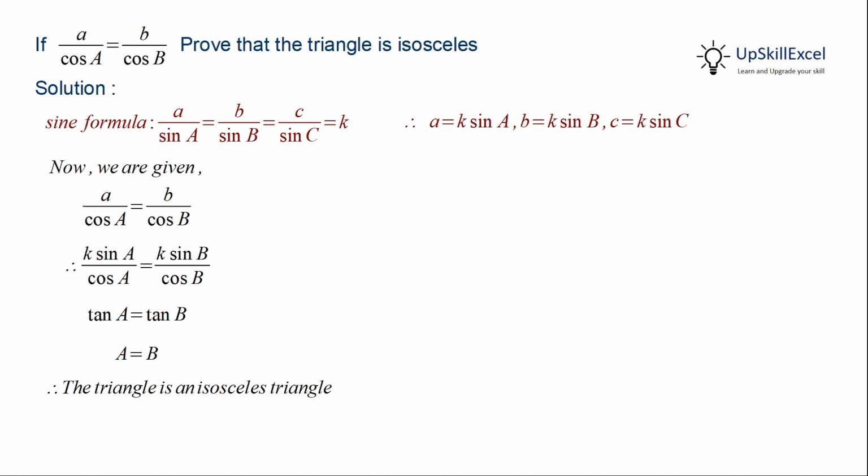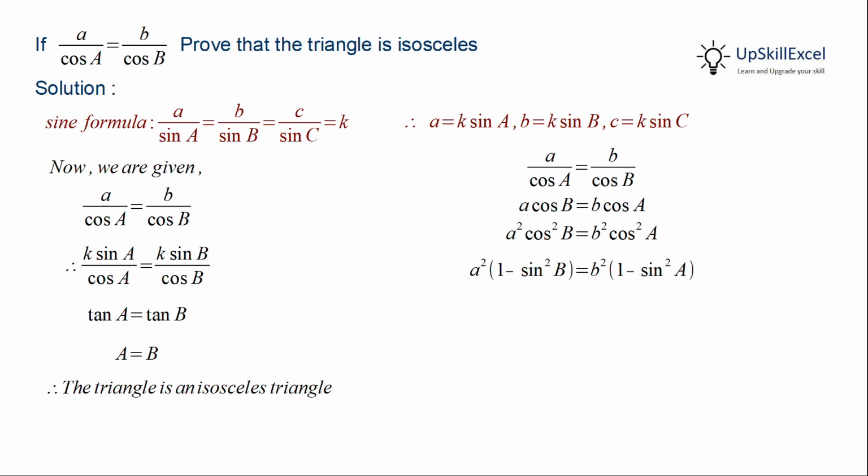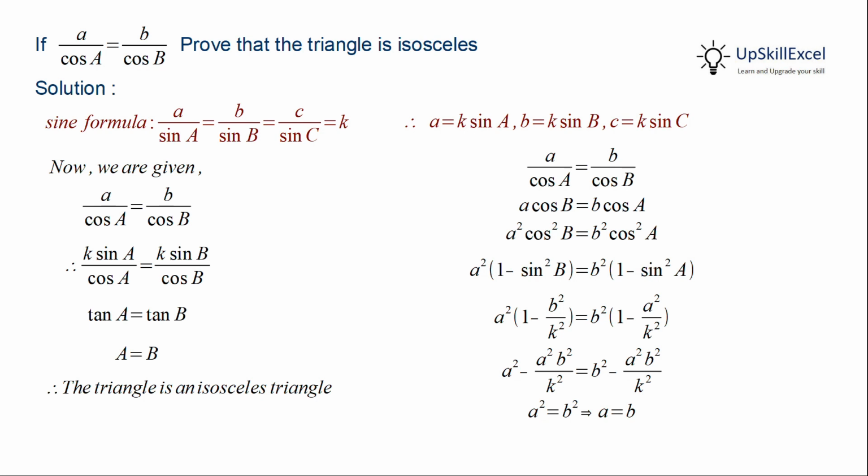Second method, here we will prove that the sides are equal. So we again start with a by cos a equal to b by cos b. Now we can do the cross multiplication to get a cos b is equal to b cos a. We'll take the square on both the sides. Now we'll replace cos by sine, and then from the sine formula we can replace sine b by b by k and sine a by a by k. Doing the simplification and cancelling out the common terms, we get a square is equal to b square. Now as a and b are sides, they will always be positive, which implies a is equal to b. That is, the triangle is an isosceles triangle.